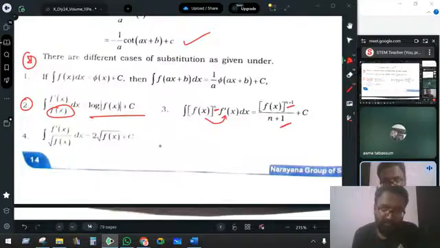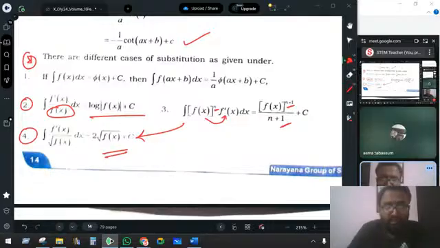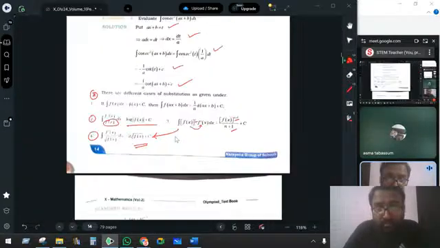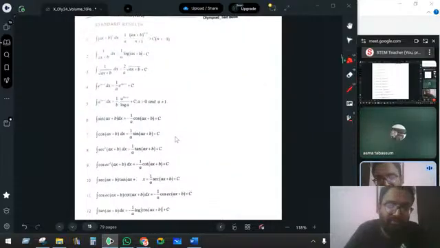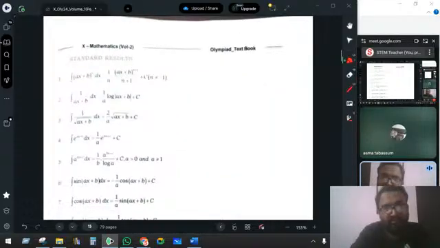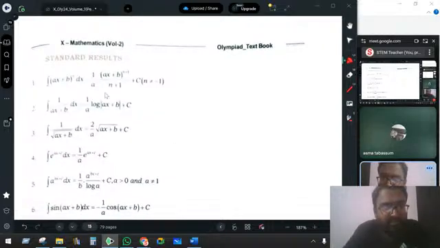And here it is also just a simplification of this problem. It is the integration of f dash x by under root f of x dx, which equals 2 root f of x plus c. Important. See, these problems you have to solve hundreds and thousands of times, then only it will be easy, otherwise everything will be tough. So they are the standard results.